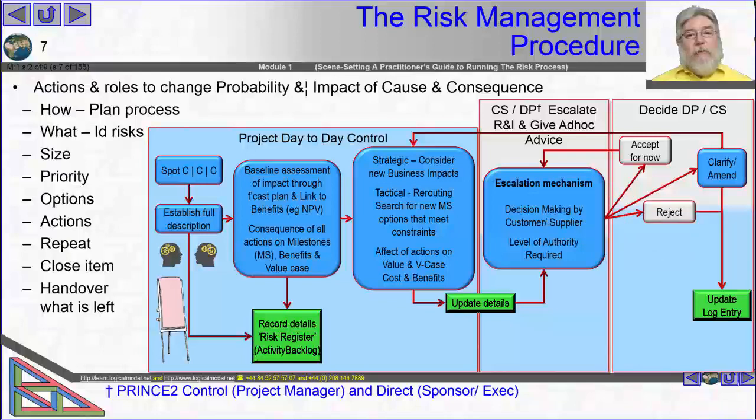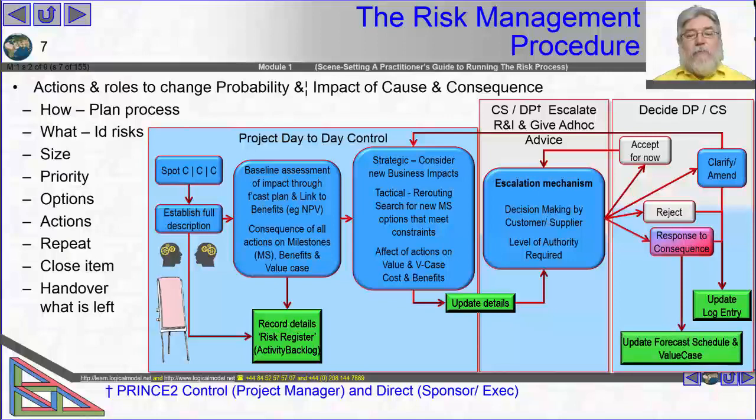Now, the decision may be, no, this threat isn't enough to concern me. I'm going to continue to take no action. Or it might be that this opportunity is not sufficiently attractive, so I'm not going to take any action, in which case I reject it. It might be that I'm going to respond to the consequence. I'm going to do something to make the impact bigger or smaller, and so I'm going to take some actions, and I'm going to put those actions in my project plan or into the team's backlogs, into the team's action plans, into people's to-do lists. So now we're going to update our forecast schedule and our value case for the actions that we're taking.